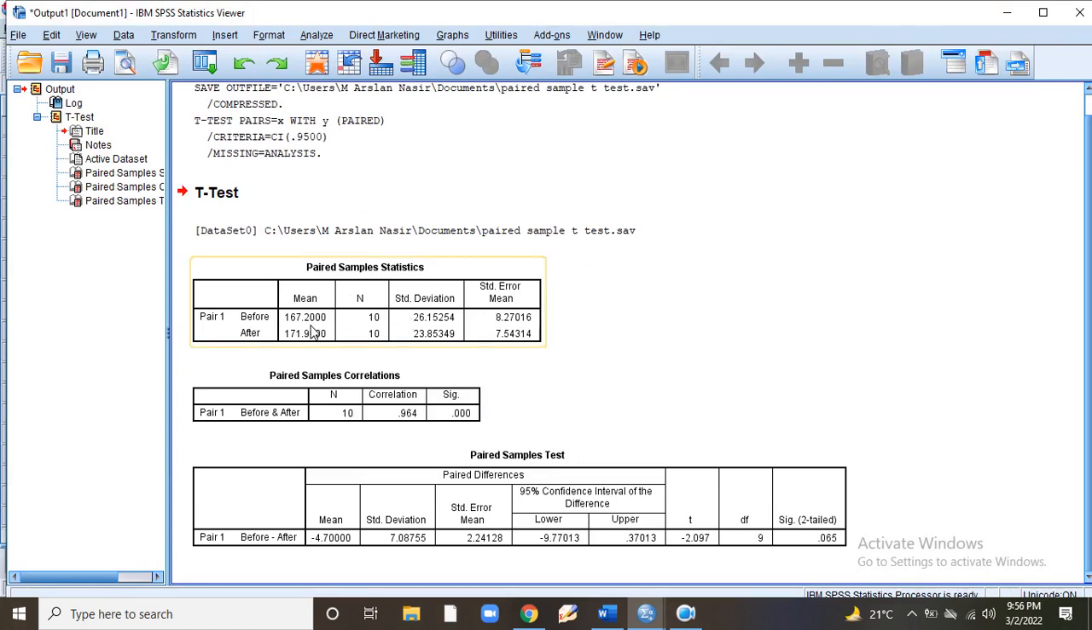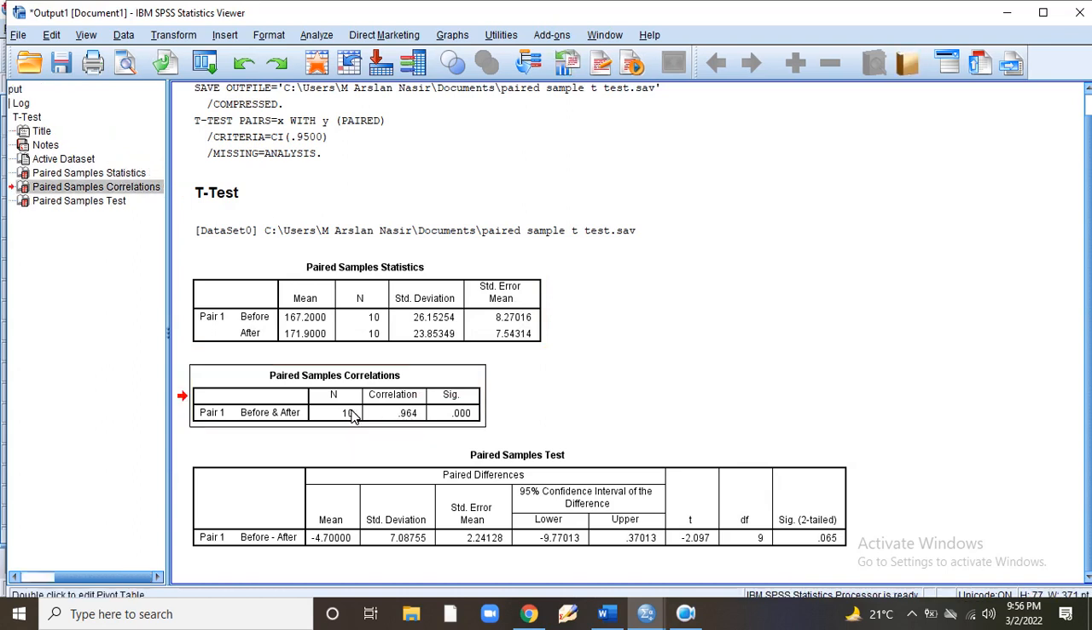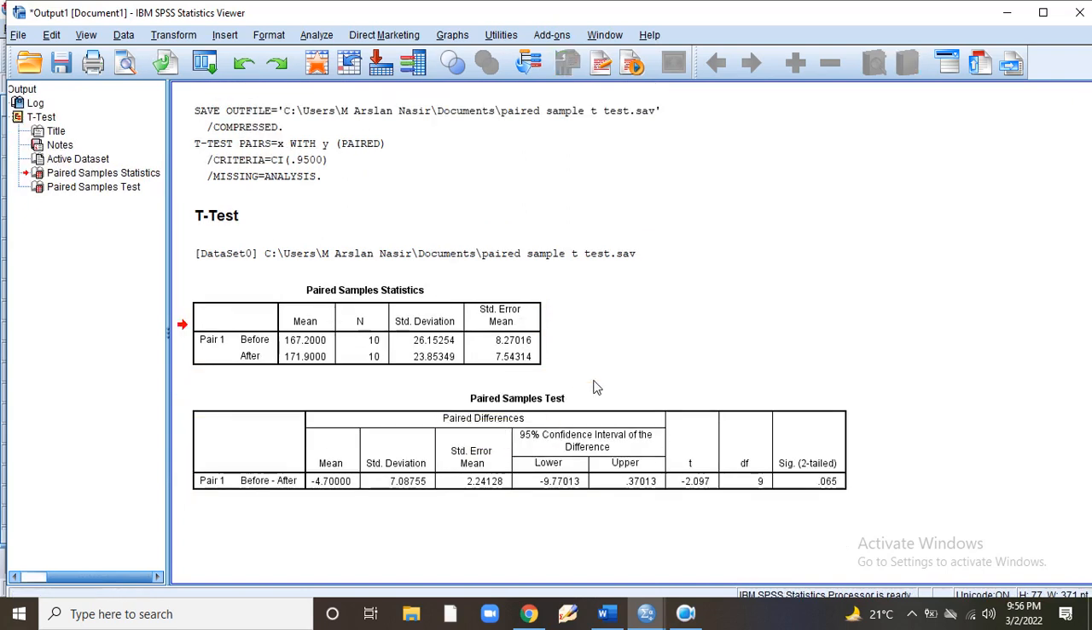If we see here, the mean of the first sample, which is the weights before the training, is 167, and after the training the mean is 176, which is about 4 points higher. There are 10 observations, and the standard deviations are 26 and 32. The standard error of the mean is given. The correlation is 0.96. This information is not of our interest, so we ignore it, or we can also delete it by just pressing delete.